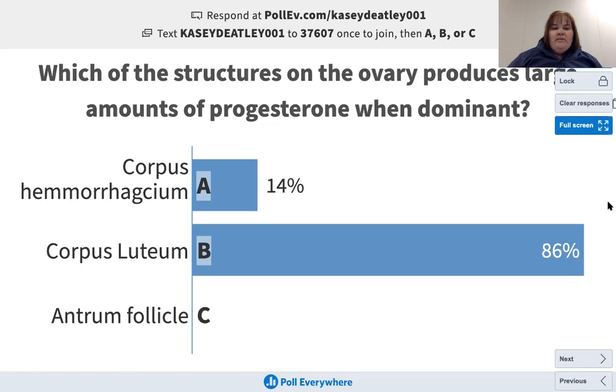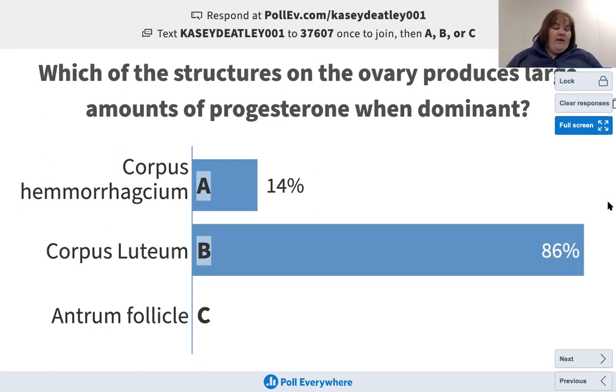A corpus luteum is going to form after a corpus hemorrhagicum. A corpus hemorrhagicum is the very first structure that forms on the ovary after the oocyte has ovulated. The reason it's called a corpus hemorrhagicum is because there are a lot of busted blood vessels there, so it looks very, very bloody. Hemorrhagicum means blood body.